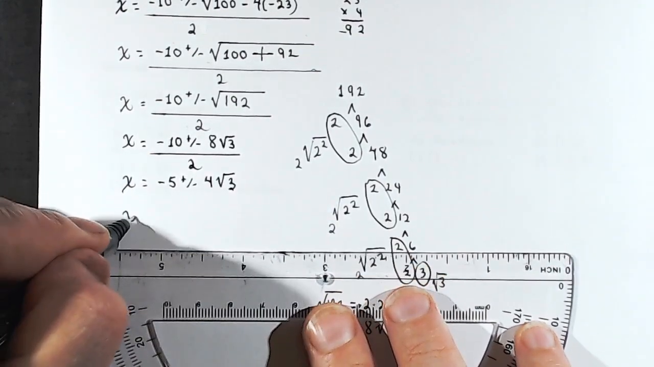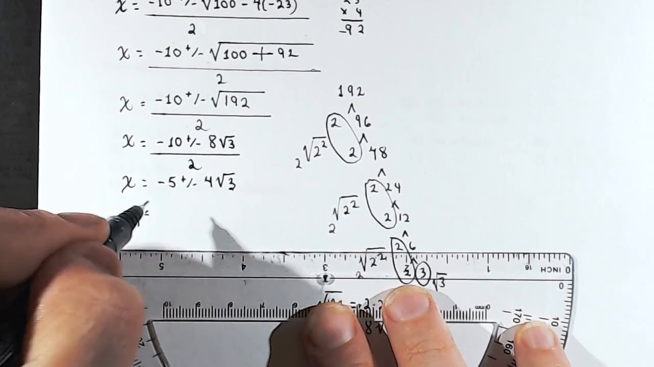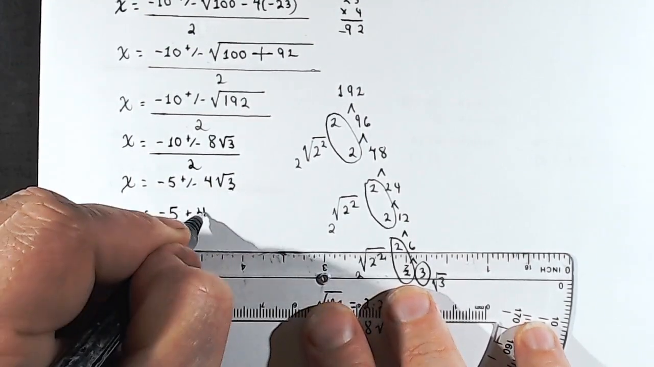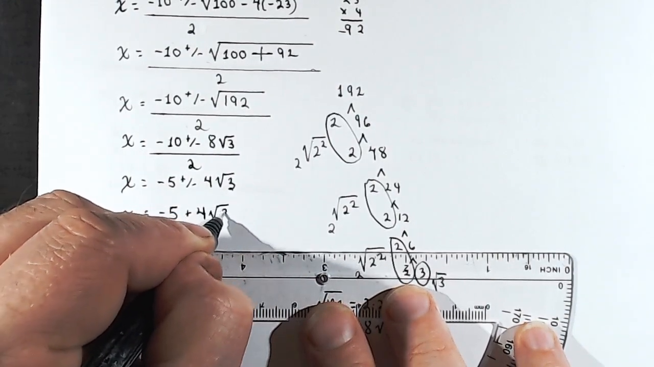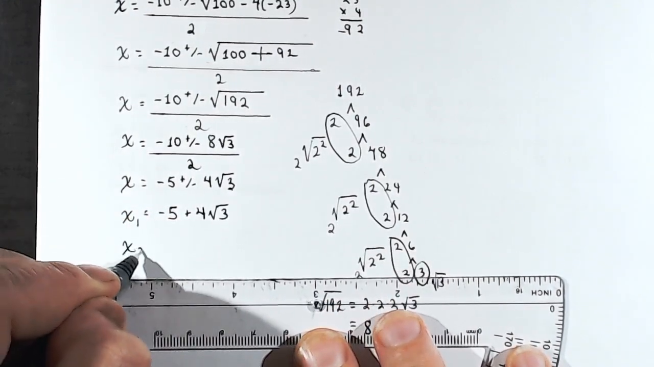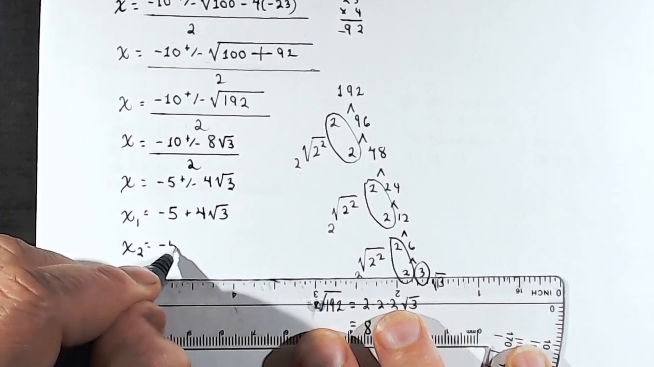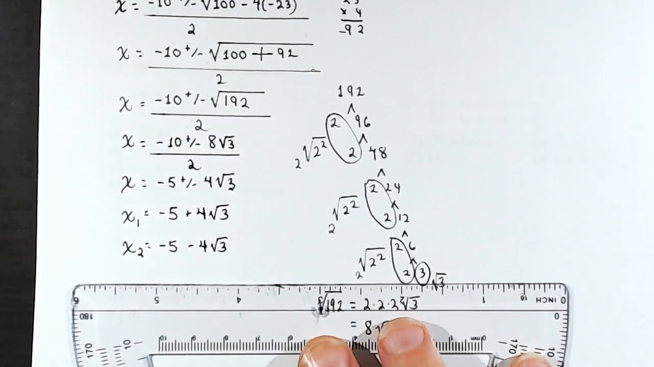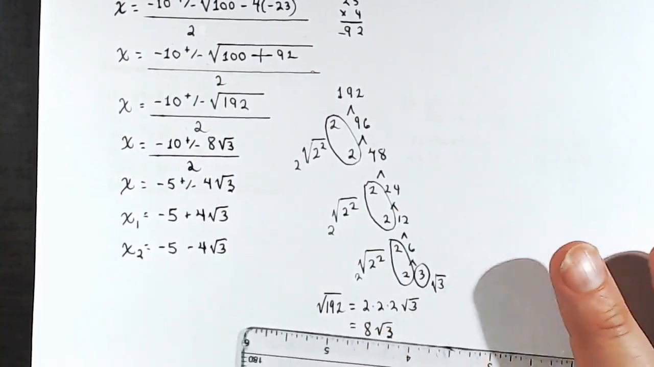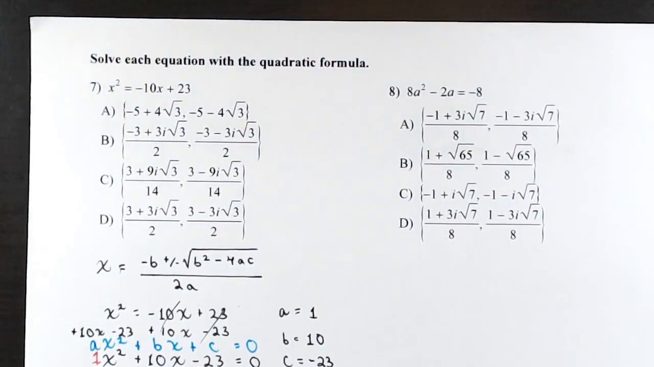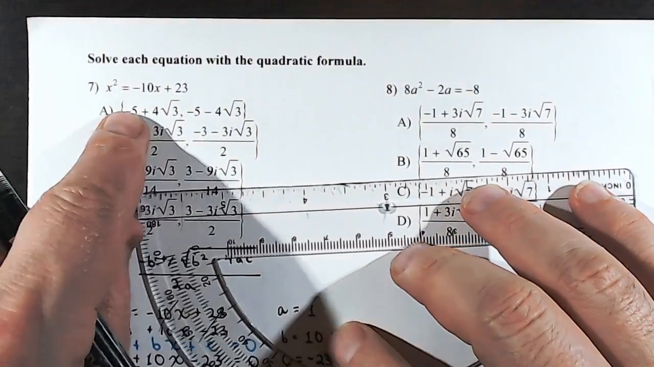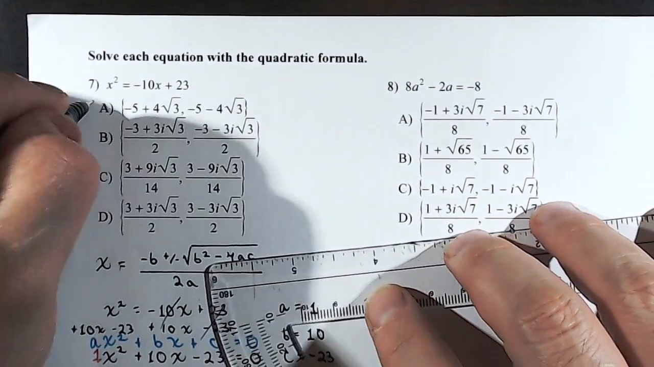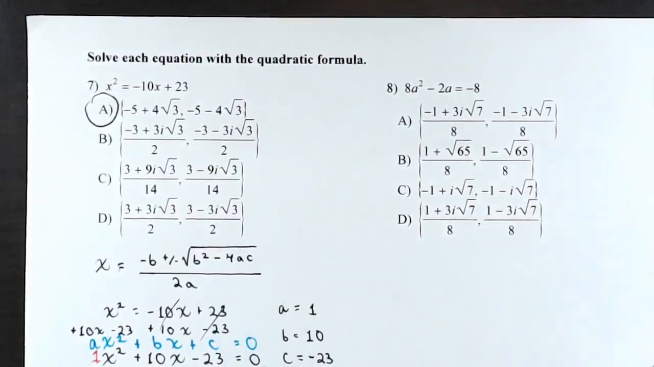So our two solutions: x1 would be -5 plus 4 square root 3, and x2 would be negative 5 minus 4 square root 3. Okay, so these are my two solutions. Let's go see if they're there. Negative 5 plus 4 square root 3 and negative 5 minus 4 square root 3. Fantastic. That's great.